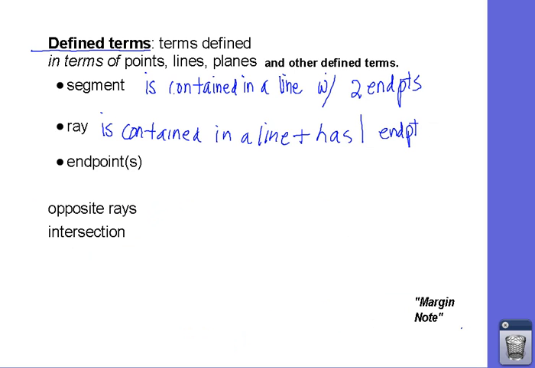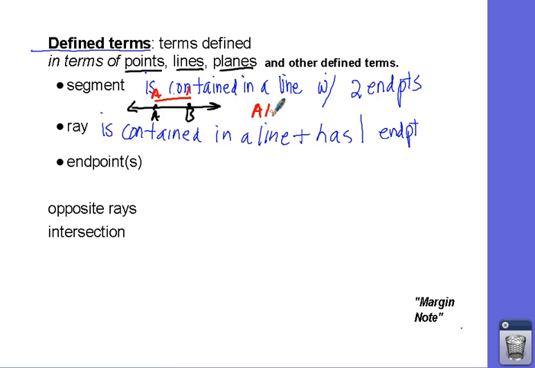On this page, we're talking about defined terms. Defined terms are terms that are defined by using our points, lines, and planes, and other defined terms that we have to describe them. So a segment is contained in a line with 2 endpoints. So here's line AB, and segments are contained within it, but they have endpoints. So that would be segment AB there.